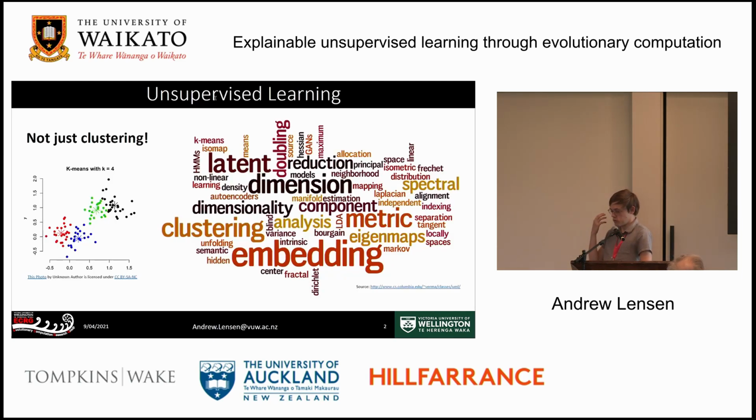So I want to start off by talking a little bit about what unsupervised learning is, because a lot of the time when I tell people I do unsupervised learning, they say, oh, you do clustering. Sure, that's part of it, but there's more to the area than just that. So I found this cute little word map that shows you some of the different popular terms in unsupervised learning, so things like embedding, dimensionality reduction, latent spaces, separation, association rules. You can see clustering's in there, but it's more than just clustering.